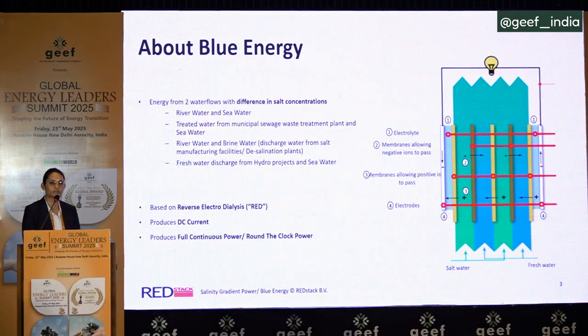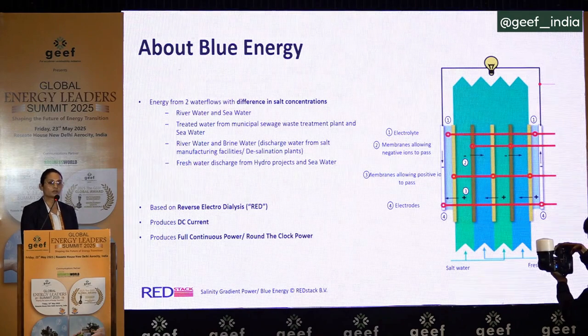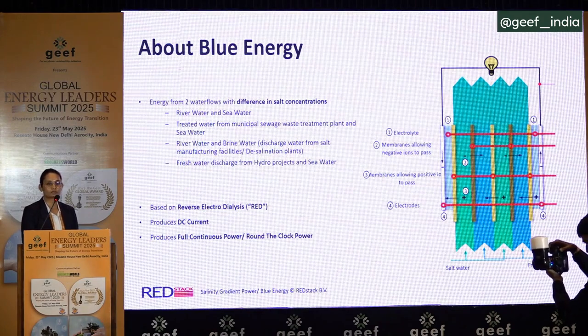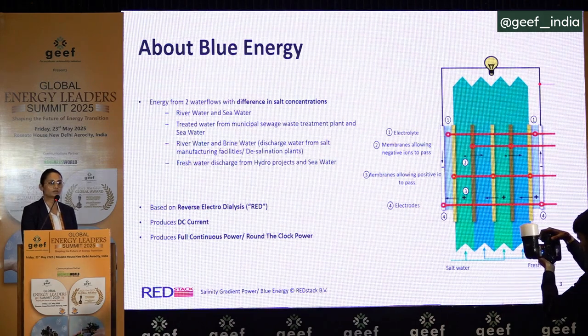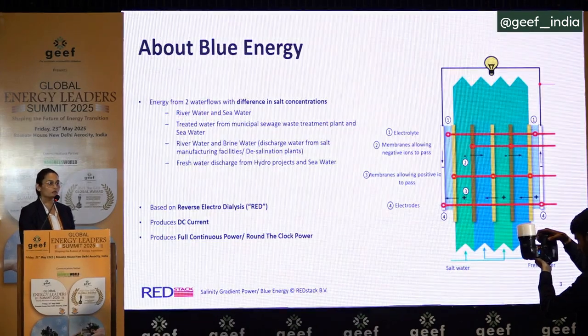Now, we can do this where a river is meeting the ocean, but that's not the only option for us. We can use other sources of water, for example, discharge of desalination projects, which is high brine. We can mix it with STP water and generate electricity, and several other such permutations and combinations where we have two sources of water available.